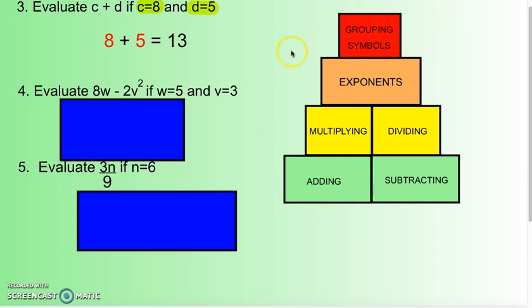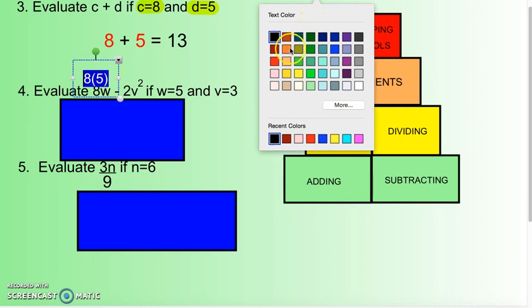And so let's start off with W. It says W is equal to 5. And so what I'm going to do is put 5 in for W. And I want you to notice what I'm going to do. I'm going to put 8, but I'm going to put parentheses around the 5. Why do you think I'm putting parentheses around it?